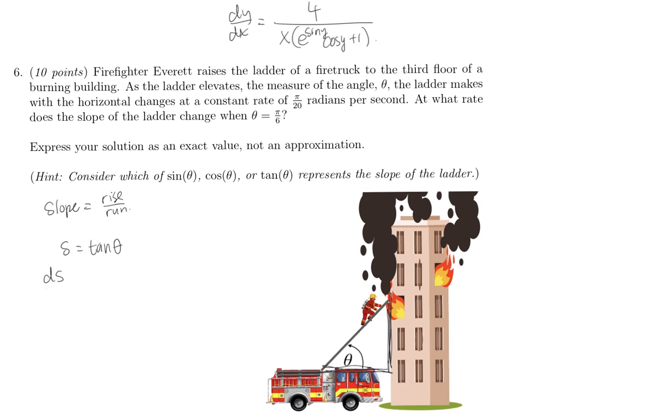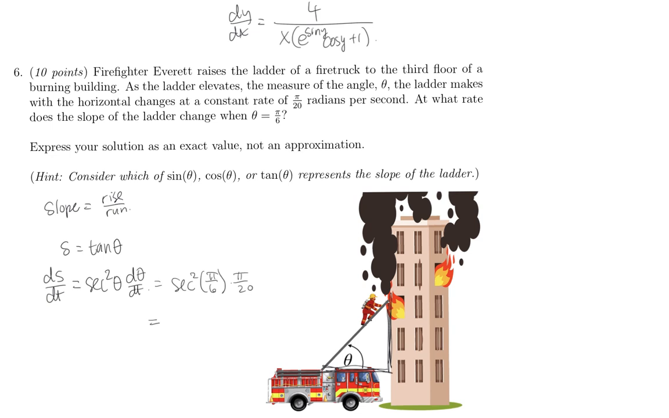So ds/dt is equal to, I can take the derivative of tangent and I get secant squared theta, and then the derivative of the inside, theta, is just d theta/dt. And I want to find the value of that when theta equals pi over 6. So that will be secant squared of pi over 6 times d theta/dt, which is pi over 20.